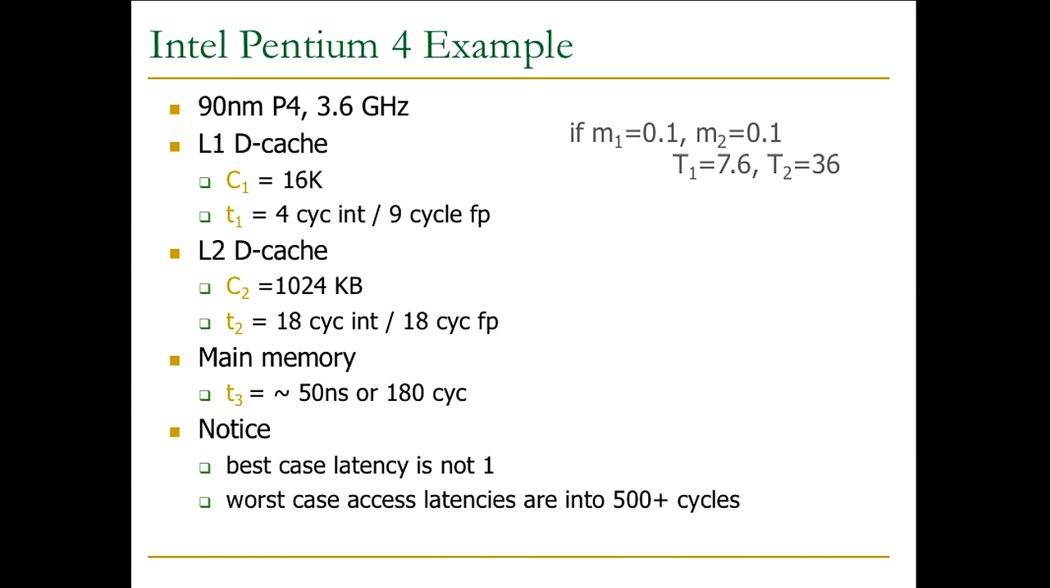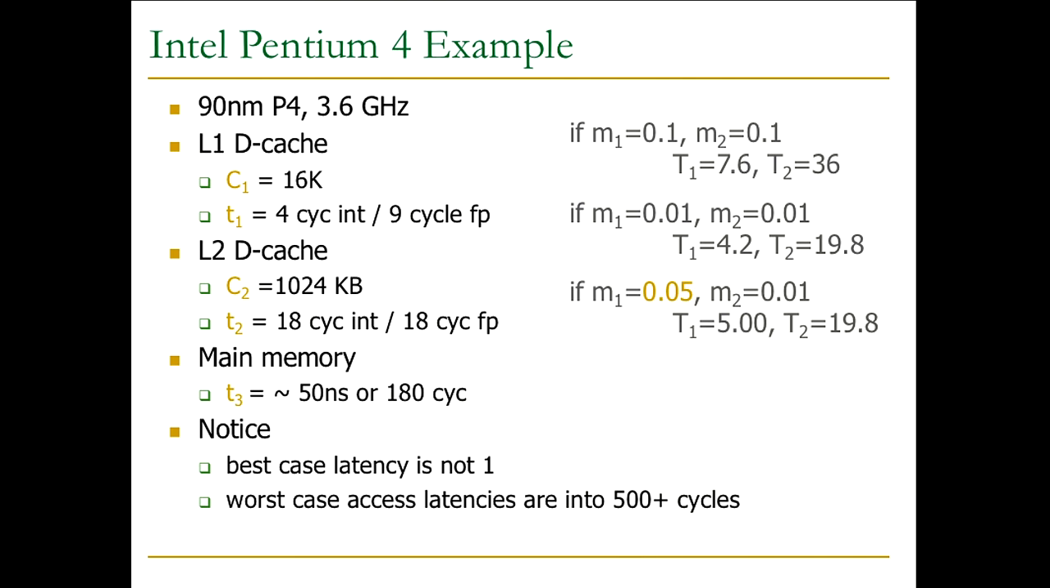If your miss rate is 10% at the first level and 10% at the second level, the experienced access latency at the first level is 7.6 cycles. Right? You can do this calculation on your own with that hierarchical equation. If your miss rate is much lower, your experienced access latency is closer to the intrinsic access latency of level 1, as you can see, right, 4.2. If your miss rate is 5% in the first level, you get 5 over here.